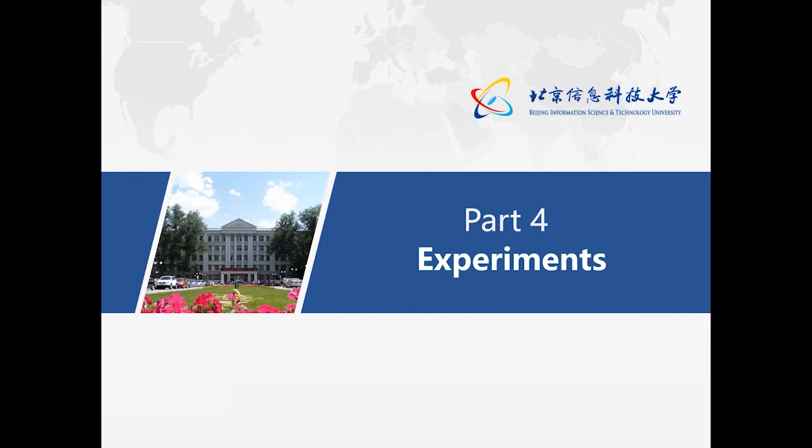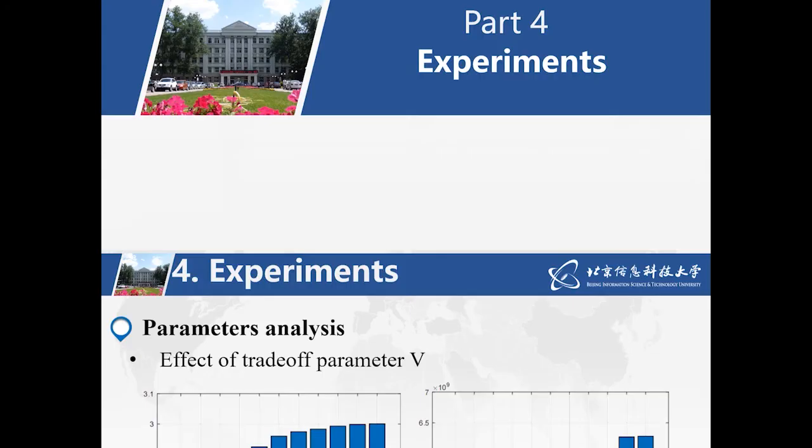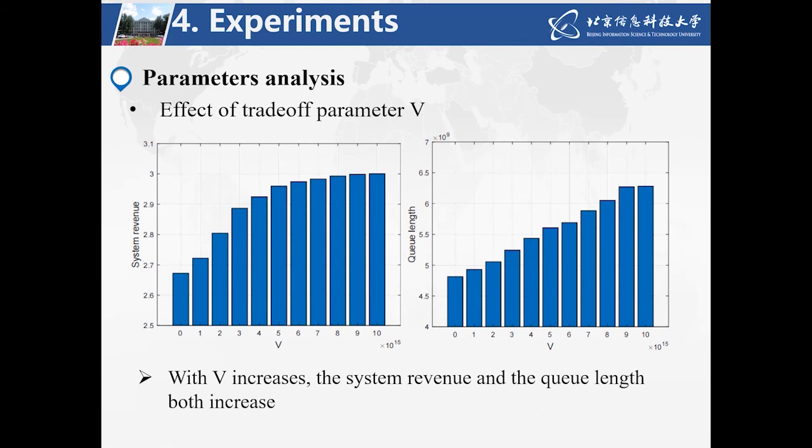The part 4 presents our experimental results. In the experiment, we first evaluate the effect of parameters on our algorithm's performance. This page plots the effect of the trade-off parameter V on our algorithm.